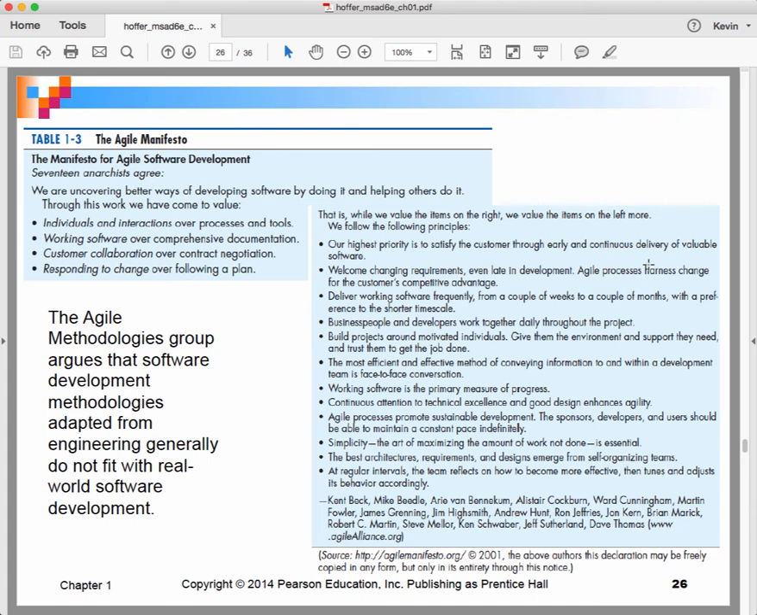Working software is the primary measure of progress. So they want to start coding earlier, and they want to create fewer specifications and more working code. Continuous attention to technical excellence and good design enhances agility. Agile processes promote sustainable development. They wanted to come up with a pace of development that was sustainable indefinitely. It sounds like a good team to work on.